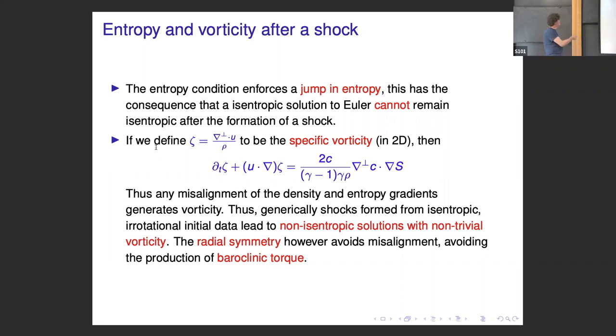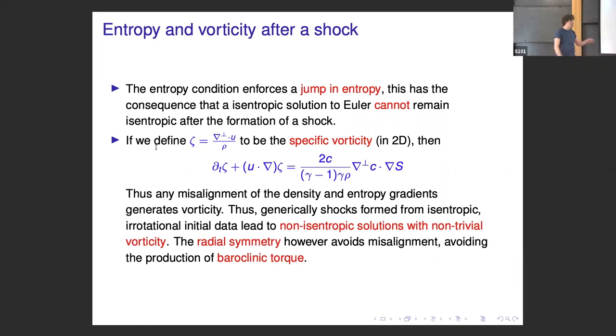So one important thing to keep in mind is that once the shock forms, the entropy condition forces a jump in entropy. So even if you start with isentropic Euler, you end up with non-isentropic after the formation of the shock. Also, if you define the specific vorticity, which is just the vorticity divided by the density, then it satisfies this equation. And this is the baroclinic torque on the right-hand side. Any misalignment of the sound speed with the entropy generates vorticity. So generically, you can start from irrotational solutions and end up with non-trivial vorticity.